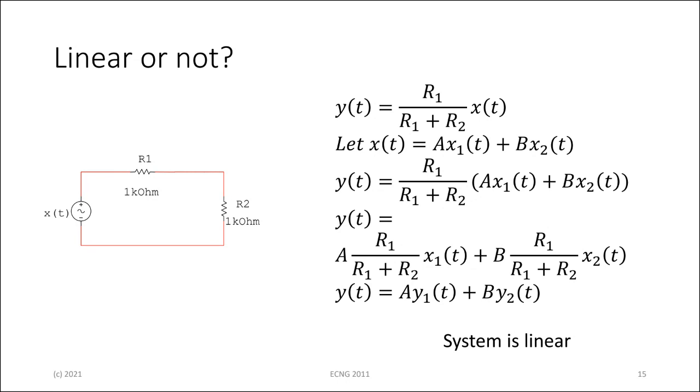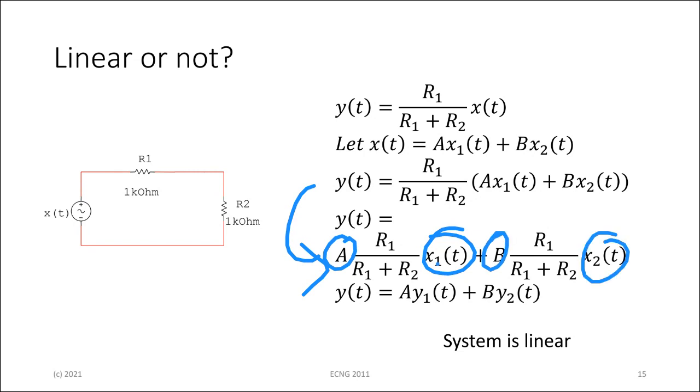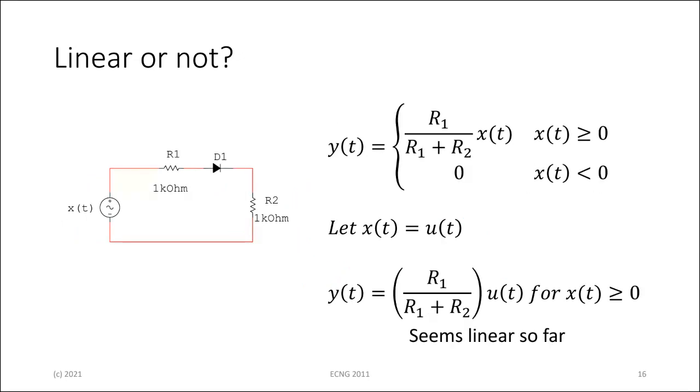I do the substitution, and when I check it out, I find that the output is a sum of the scaled inputs, a x1 plus b x2, scaled by a scalar factor. So this particular system is linear. And that is the approach that we would take trying to determine linearity or nonlinearity.